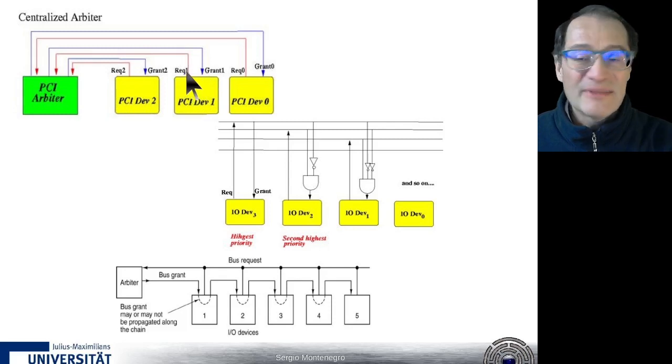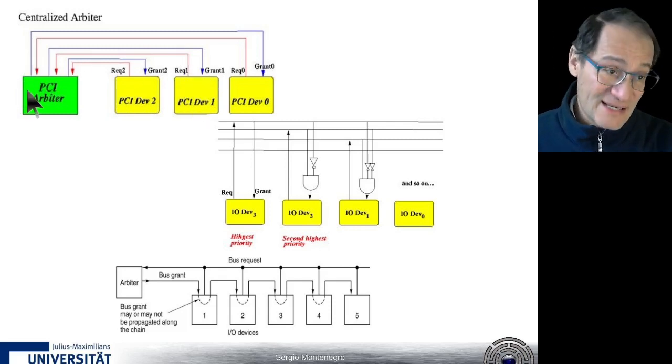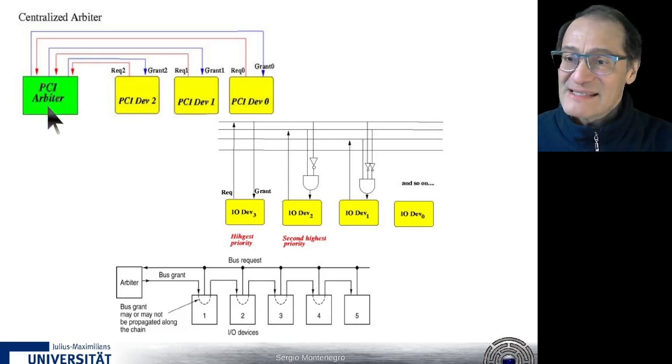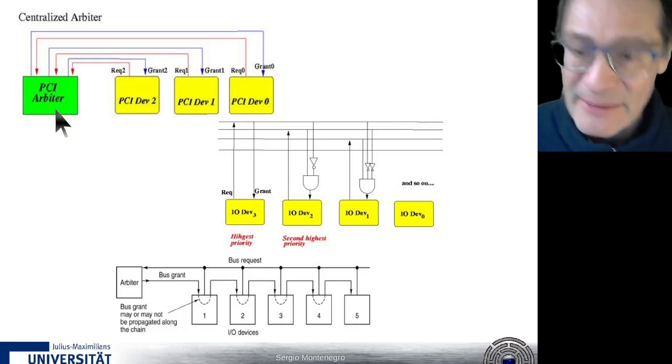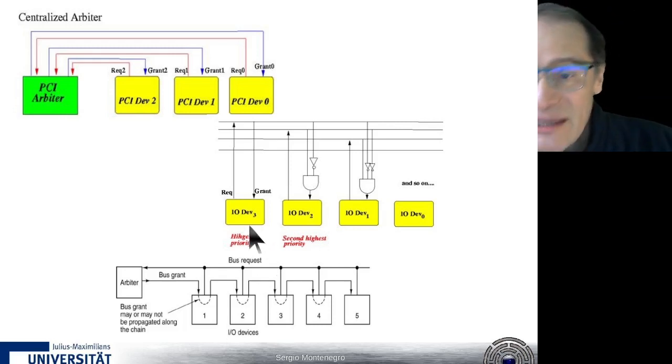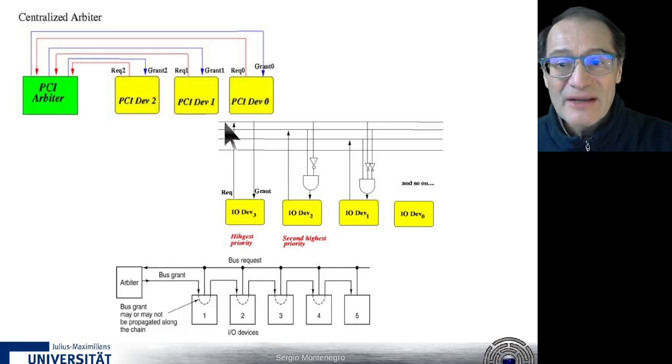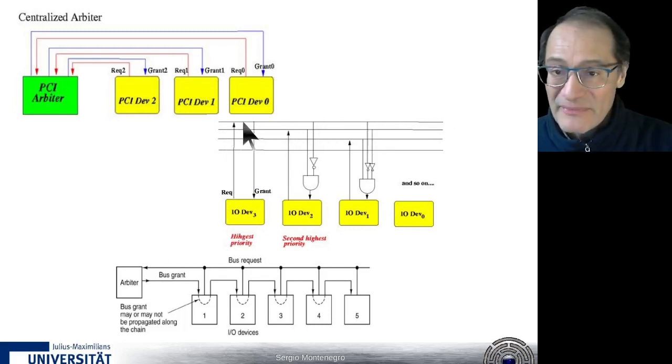And this will keep the request until it concludes. And then the arbiter will know someone else can continue. Well, that is a centralized arbiter. We can have a decentralized arbiter with priorities. For example, here we have again 3 devices, and each one can make a request to this line. And if it makes the request and has the higher priority, it will get the bus.